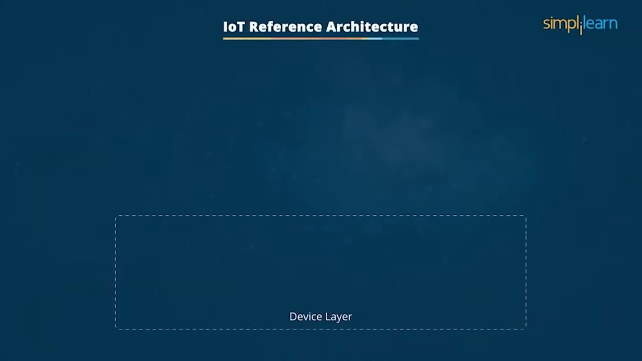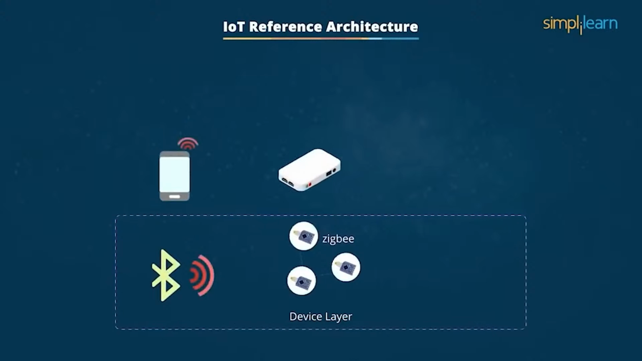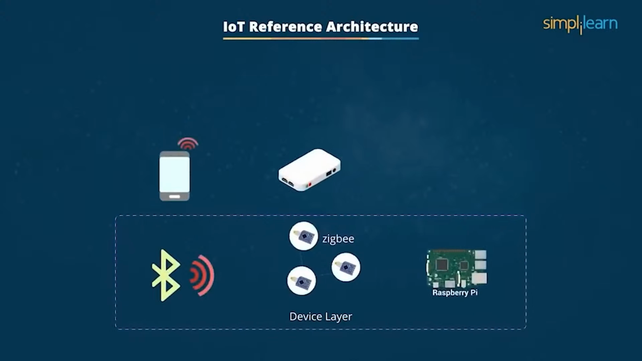Device layer. The device layer is the main component where there are various devices like sensors that are interconnected. Some examples are Bluetooth connected via mobile phone and Zigbee via Zigbee gateway. The other devices include the Raspberry Pi that's connected to the Ethernet via Wi-Fi.